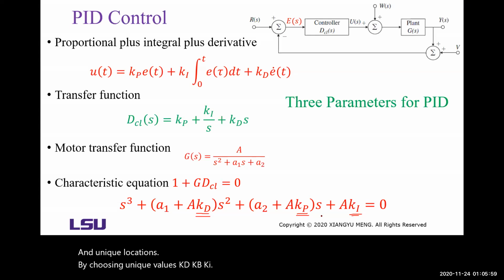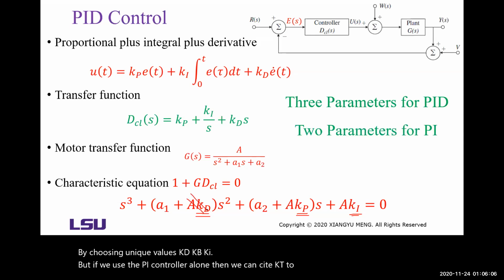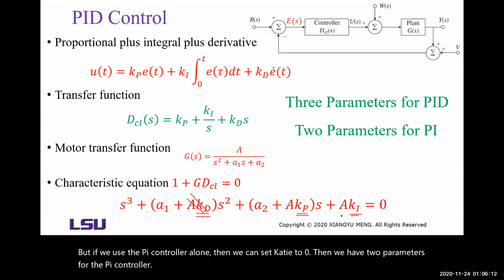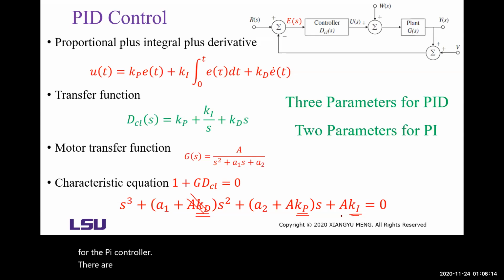But if we use the PI controller alone, then we set Kd to 0. Then we have two parameters for the PI controller. Then there are some restrictions on where we can place the poles of the closed loop system, which basically determines the mode of the dynamic response.